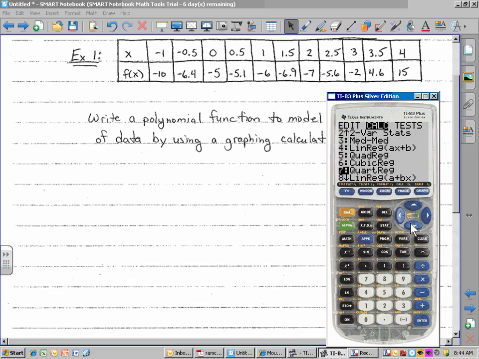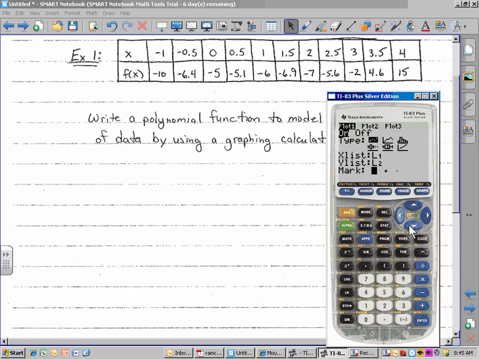We have the data in a stat. So we'll go to second, y equals, where our stat plot is. Choose number 1, turn it on. Okay, we want the first type. We want X list to be L1, Y list to be L2, and then your mark would be the first or second. The third one's very difficult to see. I would not suggest that.